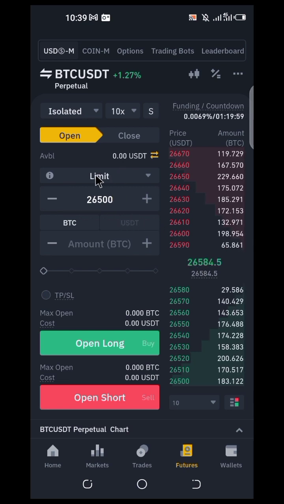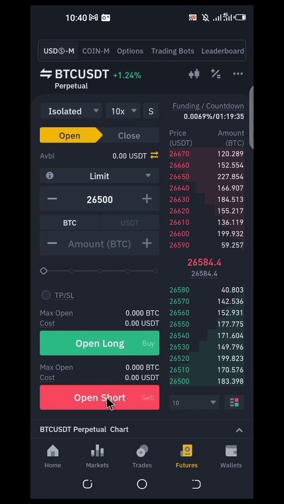So this will allow you to enter a position either higher or below the current price of the particular pair you are trading with. So this one, you realize that I'm going to open a long position, or I'm going to be buying. So I am saying I'm going to be buying when the price of BTC gets to 26,500. So that is when you can use the limit order.